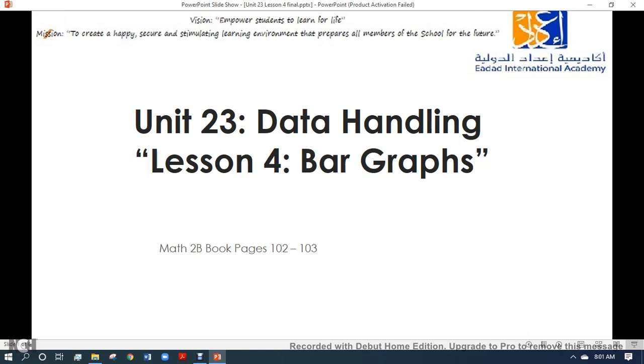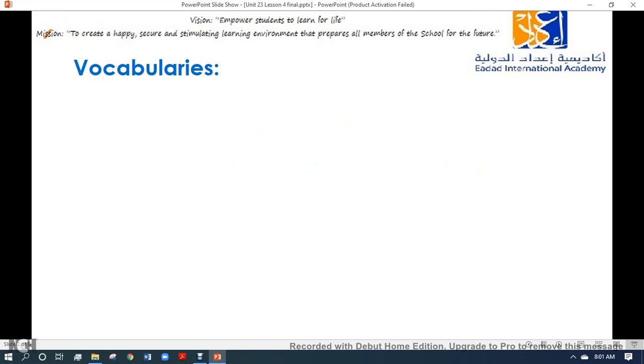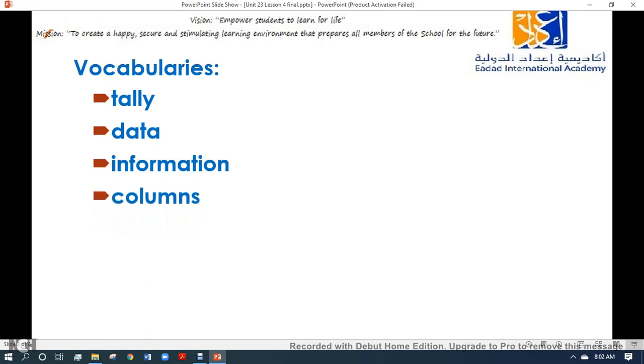Now, for this lesson, we have new vocabularies, but let us also review the previous vocabularies that we used this week. That will be tally, data, information, columns, pictograms, and the new one is bar graphs. So we know that tally is the straight line that we use to mark or to count data. We call it tally marks. Next, we have data and information. Data and information, we use them to understand situations. They can be in numbers.